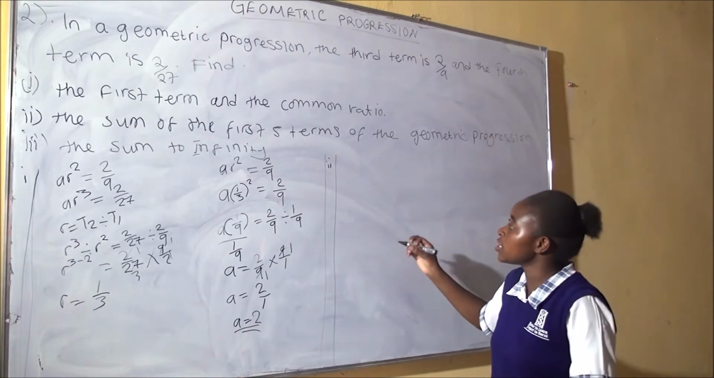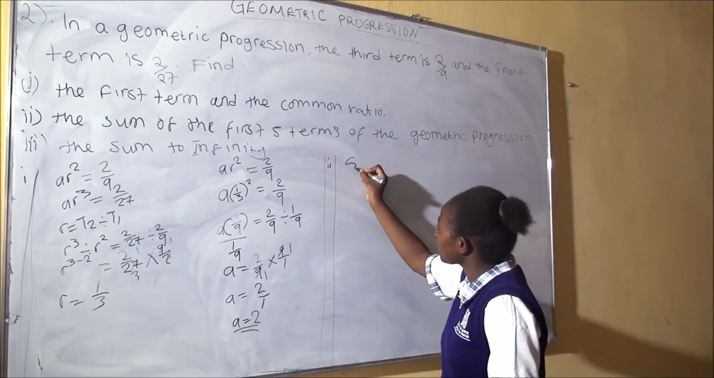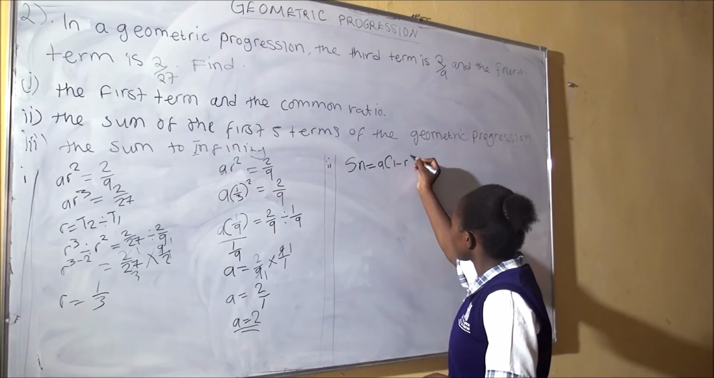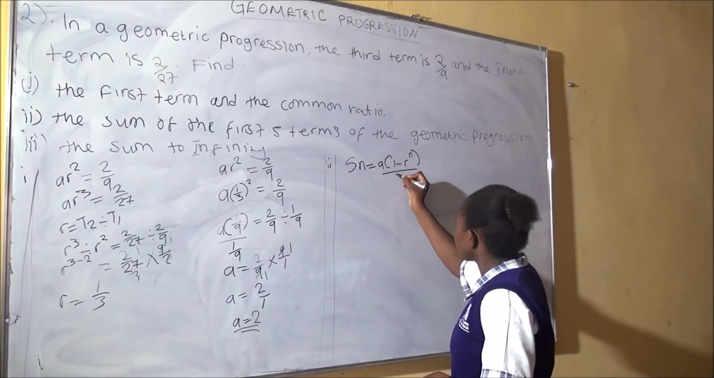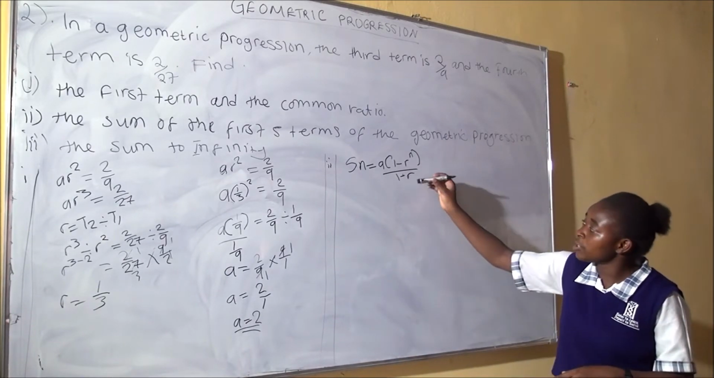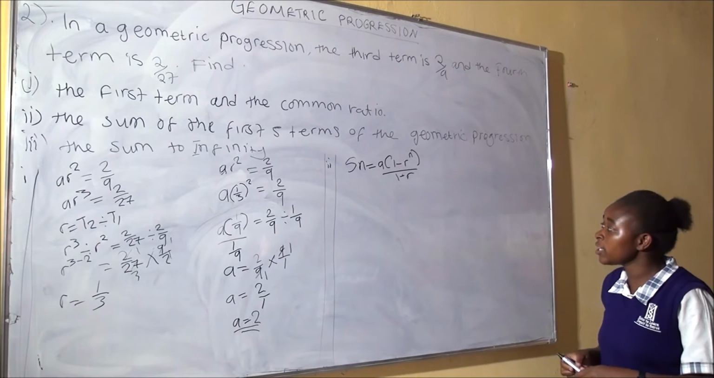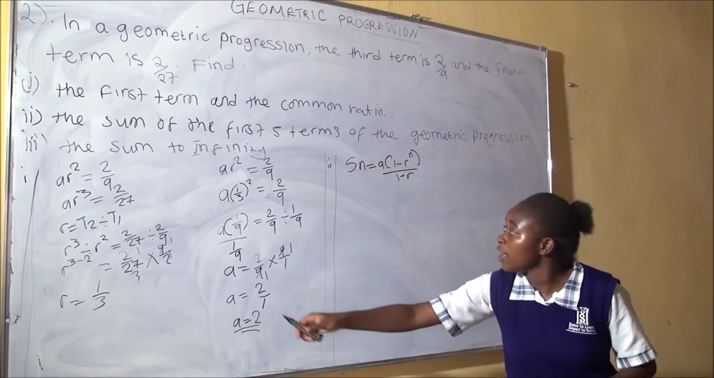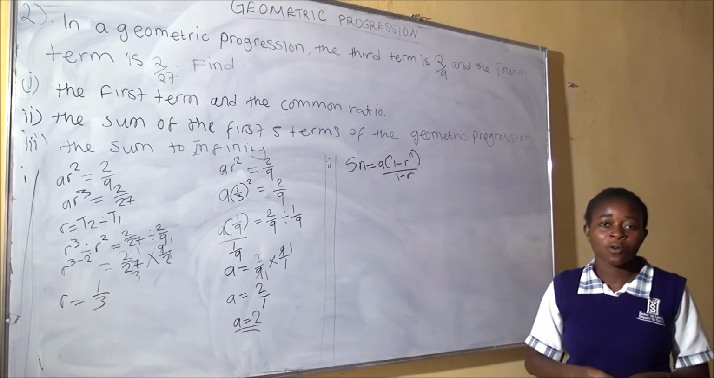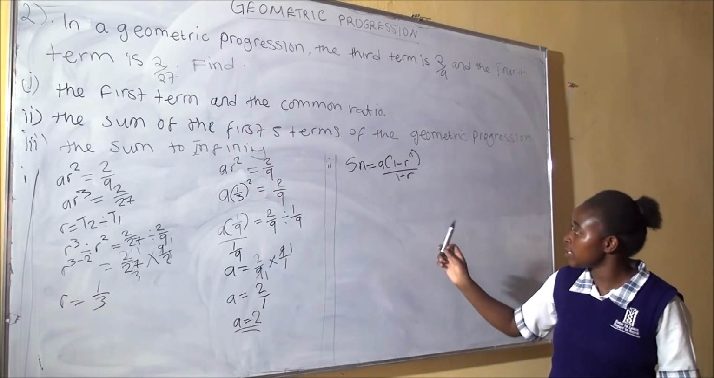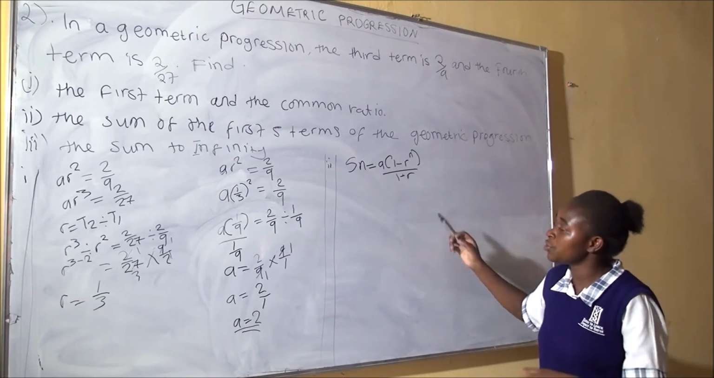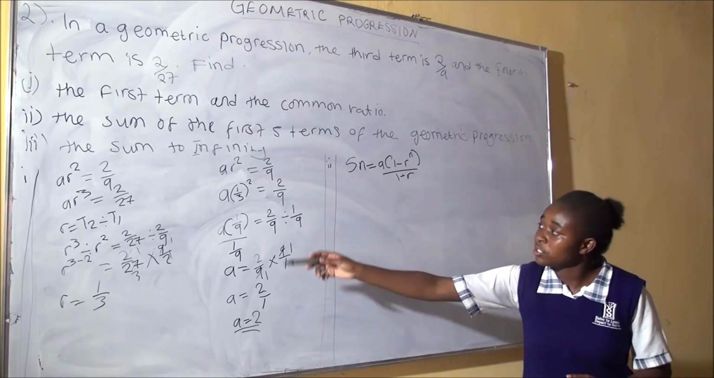Finding the sum, we use this formula, which is here. Using this formula, it depends on the common ratio which you have. If the common ratio is less than 1, we use this, but if the common ratio is greater than 1, we use r minus 1. But here the common ratio is less than 1, so we use 1 minus r. So on this equation, we distribute what we have according to the question.